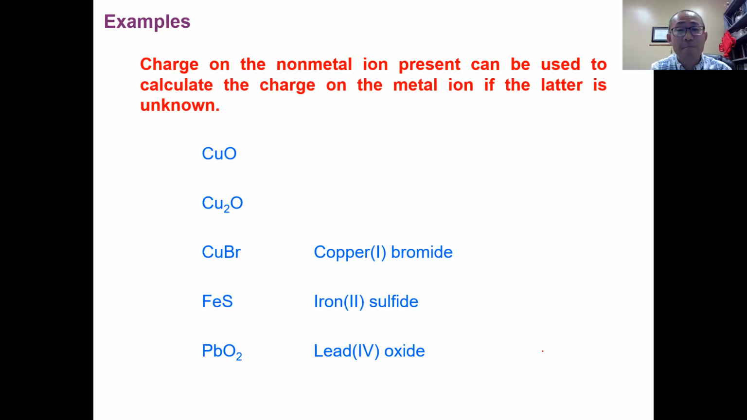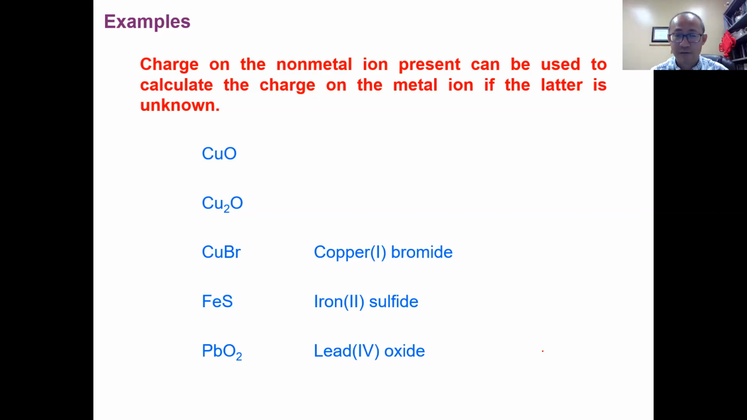The charge of the metals can actually be easily calculated using the nonmetals. Remember, we always know the charge of the nonmetals, right? Group 5 nonmetal charge is -3. Group 6 nonmetals charge is -2. Group 7 nonmetals charge is -1. So we can calculate the charge of the metal using the nonmetals because the total charge of metal plus nonmetal has to be 0.